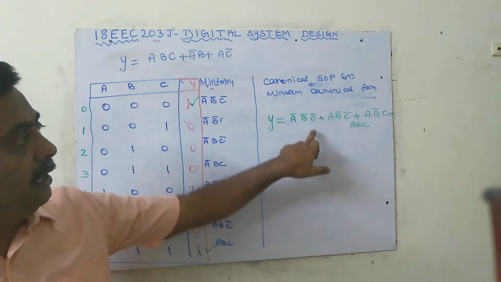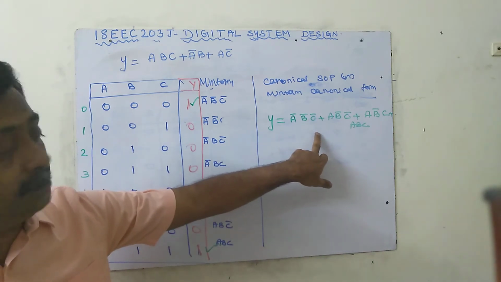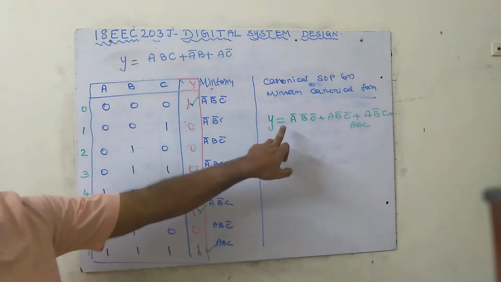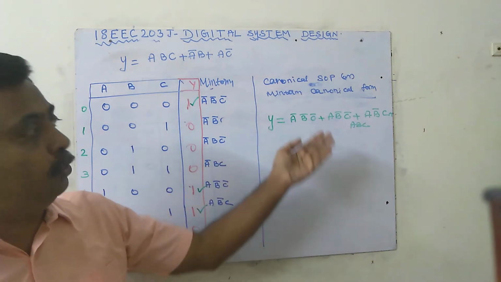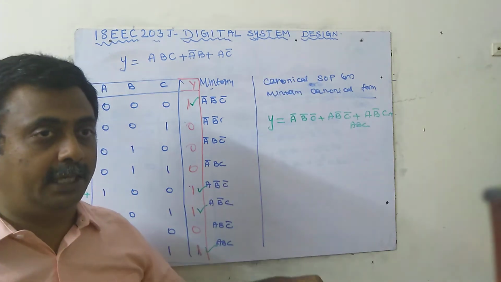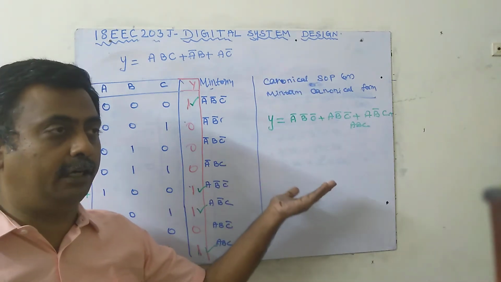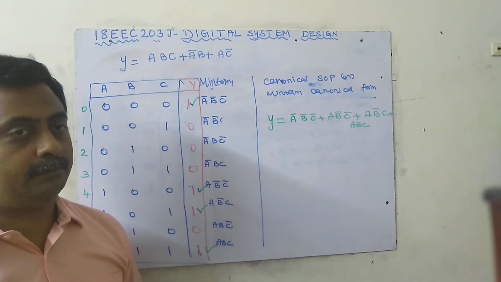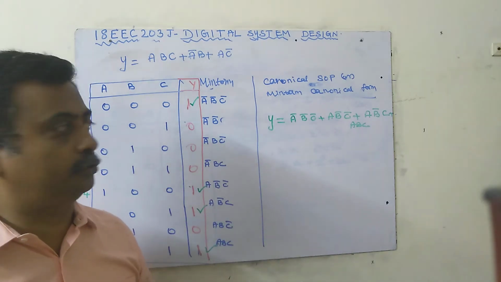But the thing is that more gates will be required, because this is the full equation I am giving. So in this equation I have to minimize the Boolean expression. Minimize means that the number of gates required will be reduced. So we have to minimize this.